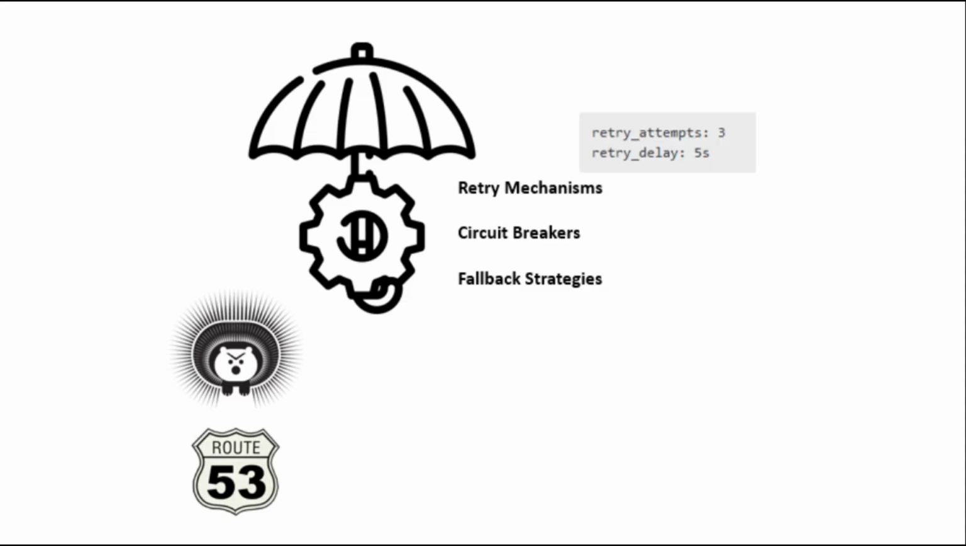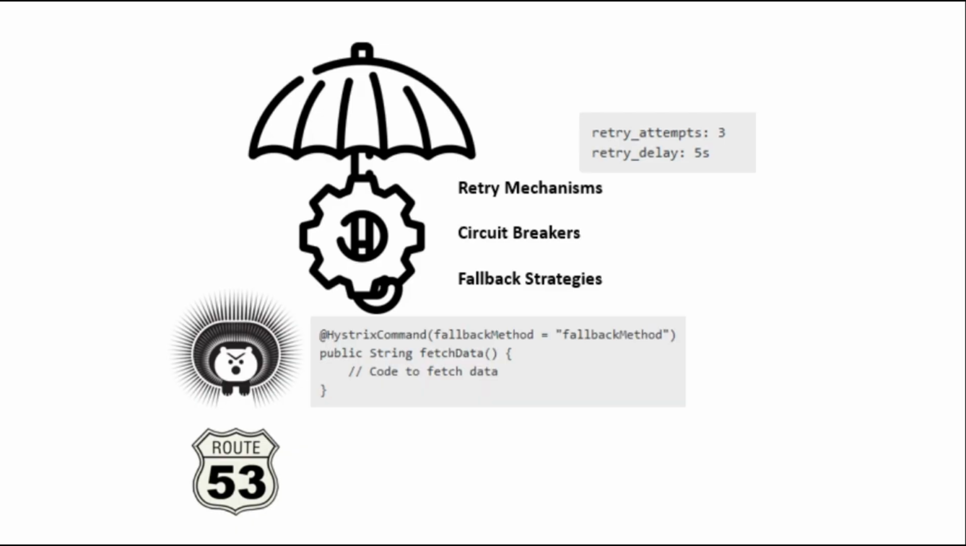Implementing retry mechanisms. To implement retry mechanisms, the displayed configuration can be used. This allows the application to retry failed requests up to 3 times with a 5-second delay in between. Implementing circuit breakers. To implement circuit breakers, the displayed configuration can be used. This prevents cascading failures by temporarily blocking further requests when failures are detected.